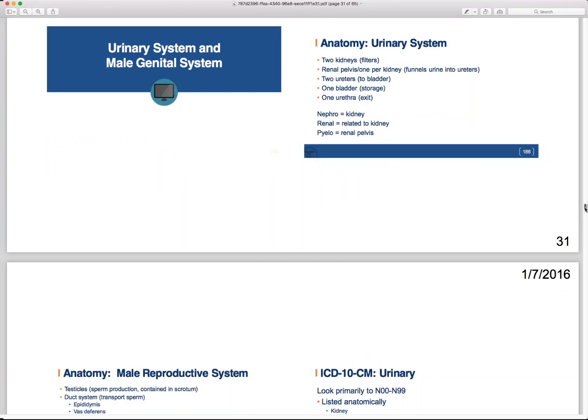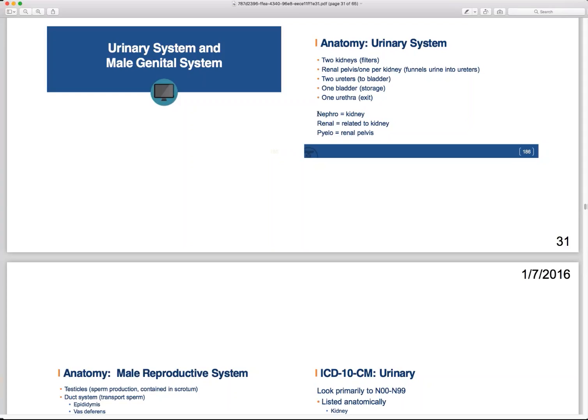As you can see on the slide here, maybe you would want to just see the anatomy of the urinary system. You have two kidneys, and it describes how it works. Those are considered your filters, the kidneys. Then you have your renal pelvis, one per kidney. Then you have two ureters, which are like your little tubes, and those connect to the bladder. And then you have your urethra for the exit of urine.